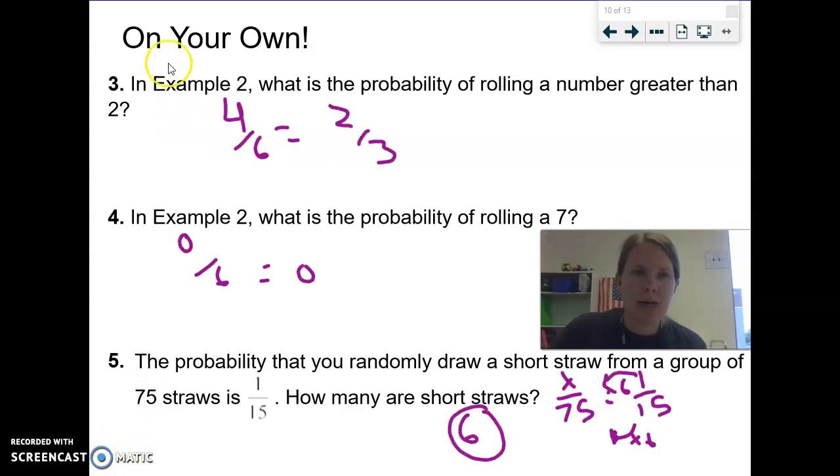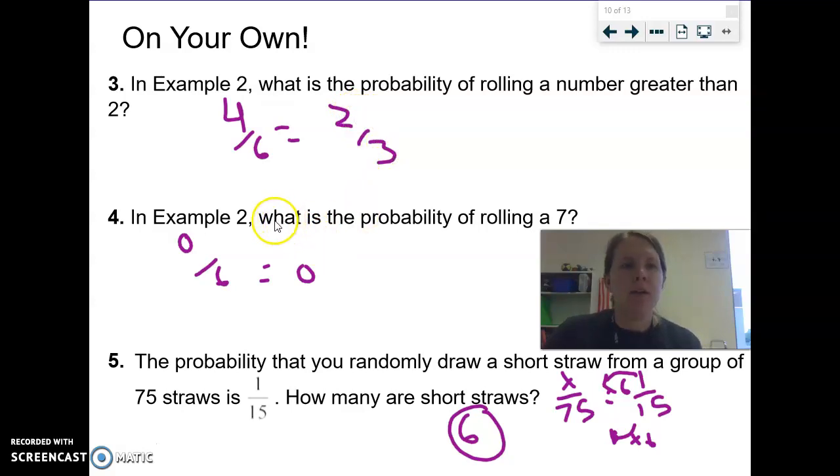Alrighty, welcome back. In problem number 3, you're thinking about a dice. You want to know the probability of rolling a number greater than 2. Numbers that are greater than 2 are 3, 4, 5, and 6. So that's a total of 4. You have a total of 6 outcomes. Remember, you want to simplify it, so you would get 2 out of 3.